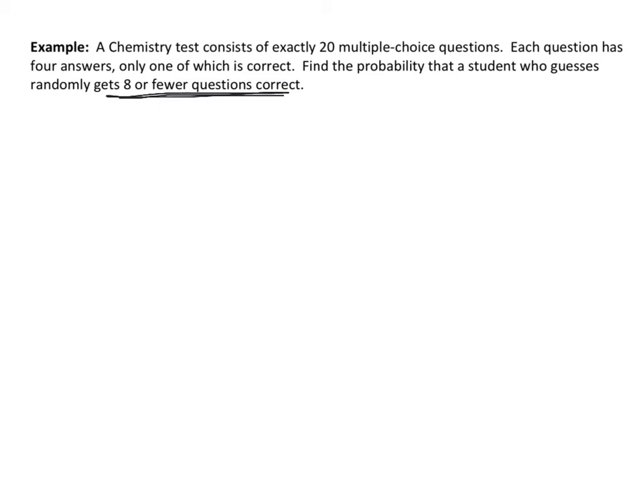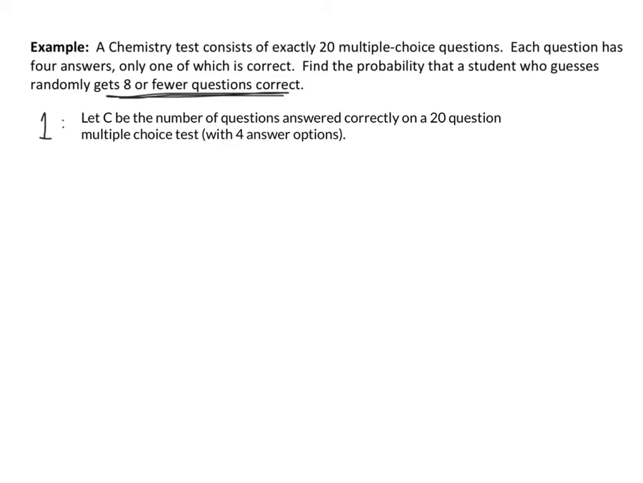The steps we use are going to be the same. Step 1 is still going to be define the random variable. So pause the video, make sure that you can define the random variable first. I decided to define: let C be the number of questions answered correctly on a 20-question multiple choice test with 4 answer options. Your wording doesn't need to be exactly the same. The thing that's important is you need to have a random variable defined. You need to talk about it being the number of questions answered correctly, and it needs to reference somewhere that there were 20 questions.